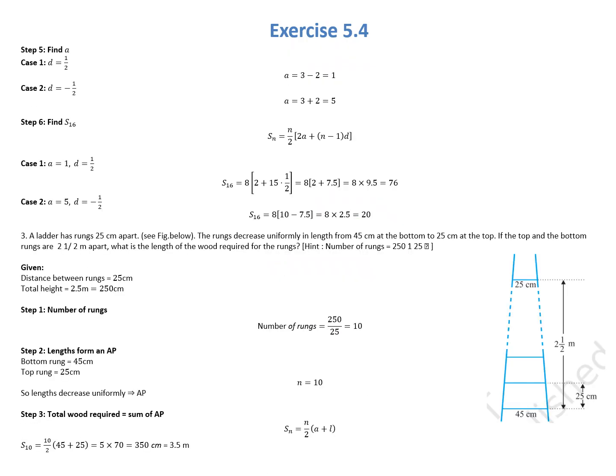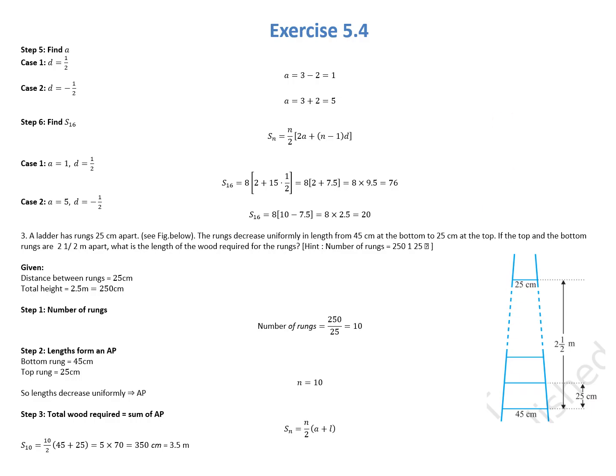Okay, so we have D as 1 by 2. When we substitute both 1 by 2 and minus 1 by 2, we get the respective values for A, which is either A is equal to 1 or A is equal to 5. Then we can find the 16th term by using A is 1 and D is 1 by 2, and A is 5 and D is 1 by 2, to get the two separate values.